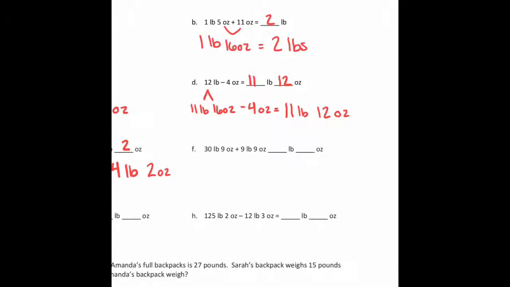On F, we have 30 pounds and 9 ounces plus 9 pounds and 9 ounces. We'll add the pounds, we get 39 pounds. Add the ounces, we get 18 ounces. Well, if I split those ounces up, 16 of them will make another pound. So really we have 40 pounds total and those 2 leftover ounces.